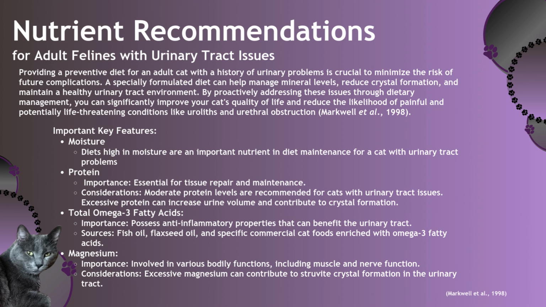Nutrient recommendations for adult felines with urinary tract issues. Providing a preventive diet for your adult cat with a history of urinary problems is crucial to minimize the risk of future complications. Specially formulated diets can help manage mineral levels, reduce crystal formation, and maintain a healthy urinary tract environment. By proactively addressing these issues through dietary management, you can significantly improve your cat's quality of life and reduce the likelihood of painful and potentially life-threatening conditions such as urethritis and urethral obstruction.